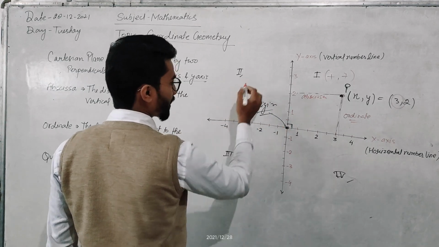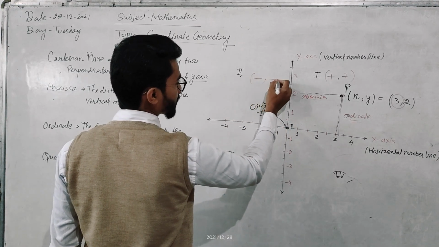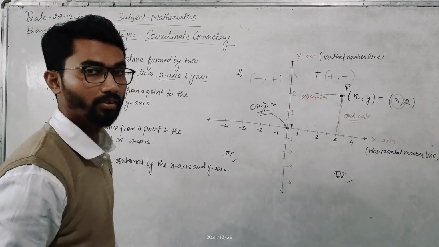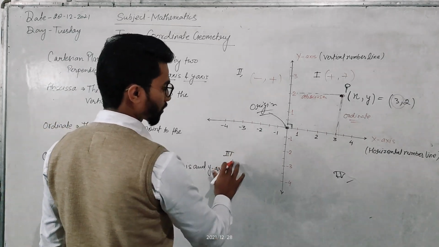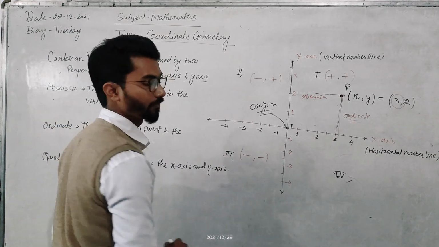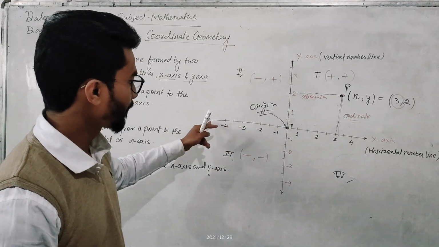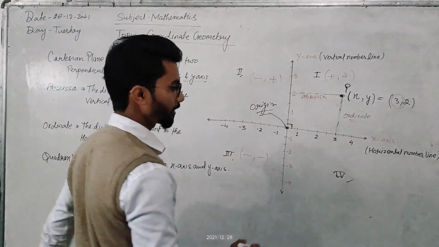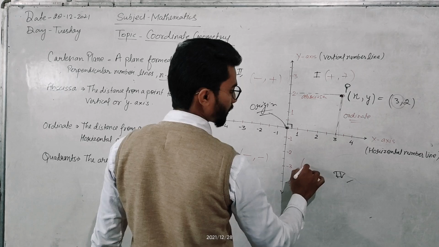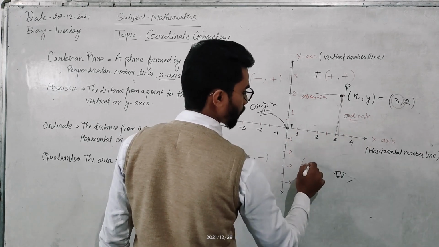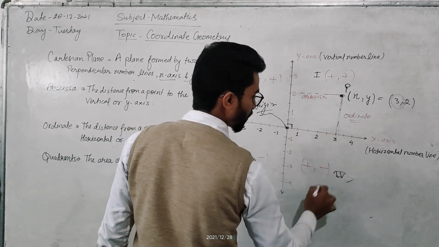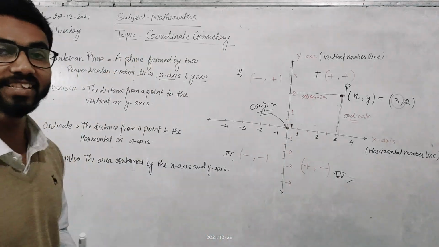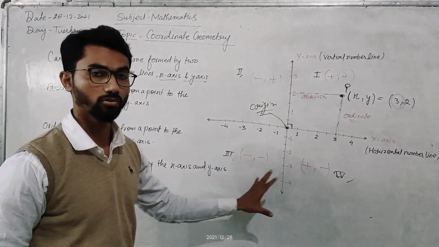In the second quadrant, the x-axis value is negative and the y-axis value is positive. So it is a negative-positive sign. The third quadrant has negative signs because here the x value is negative and the y value is also negative. And in the fourth quadrant, the x value is positive and the y value is negative. So the sign system of the quadrants is also here.